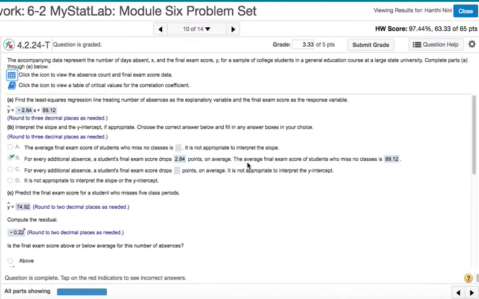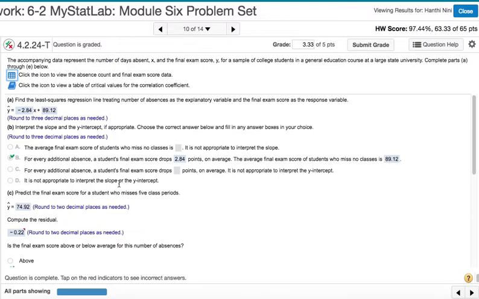So that looks correct so far. And then the average final exam score of students who do not miss a class is 89.12. And that's correct, because if we put 0 in for x, 0 times negative 2.84 is 0, plus 89.12 is 89.12. So that looks right.